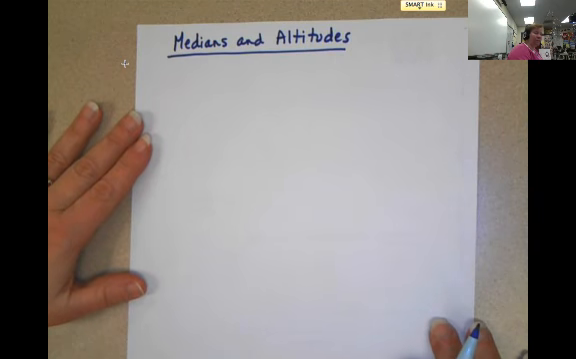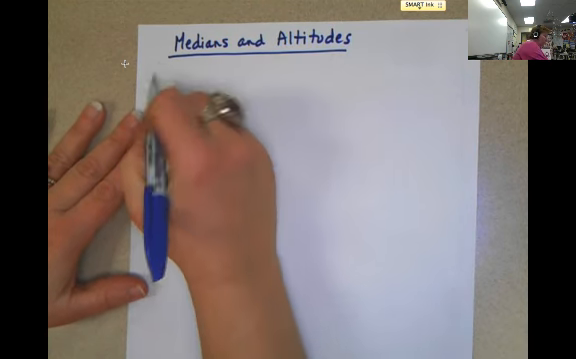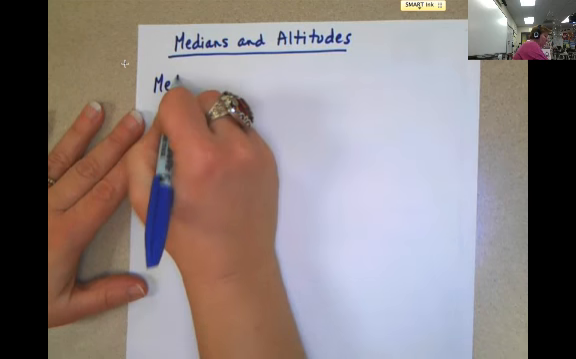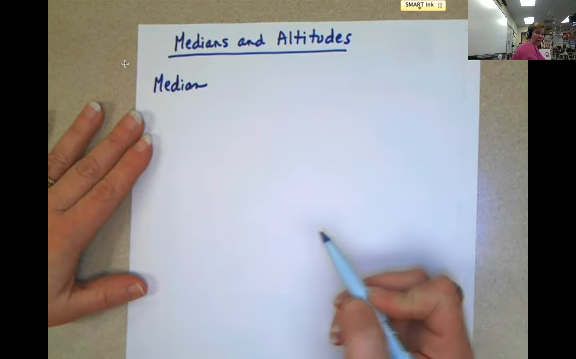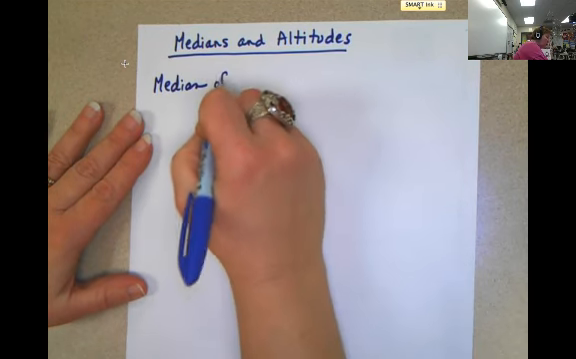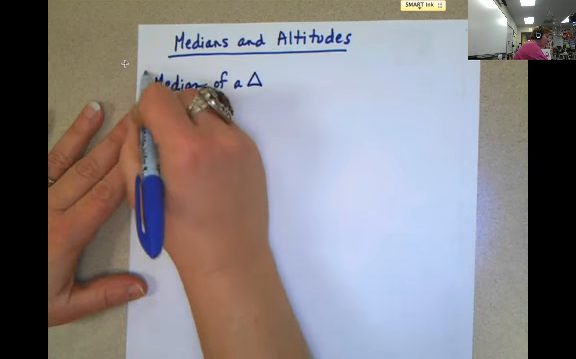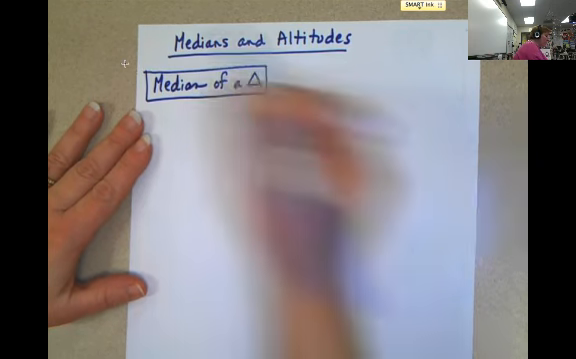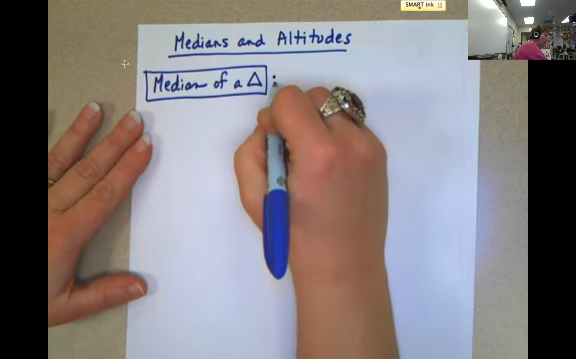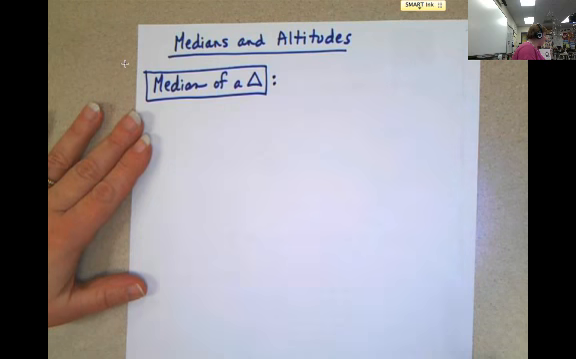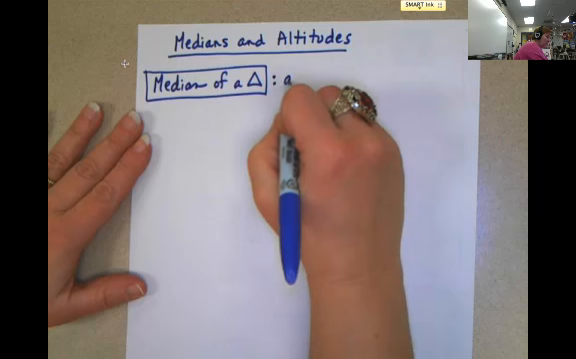Okay, so our new lesson today is on medians and altitudes of triangles. If you want to take notes along with me, we're going to first just get definitions down. A median of a triangle is a segment from a vertex to the midpoint of the opposite side. So let's write that first.